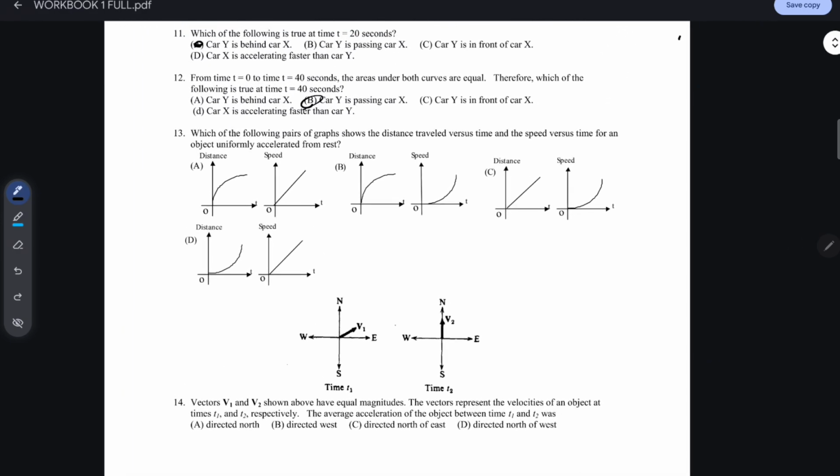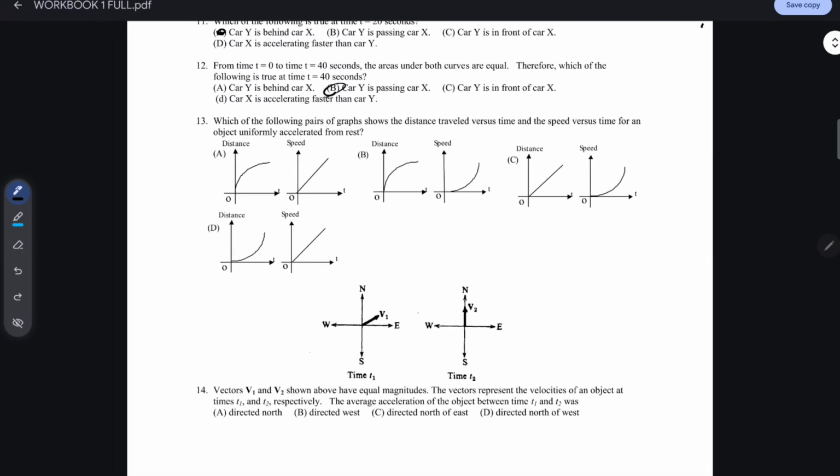Which of the following pairs of graphs shows the distance traveled versus time and speed versus time for an object uniformly accelerated from rest? Let's see what we have. Always highlight, I should have done that. The object is uniformly accelerated from rest.